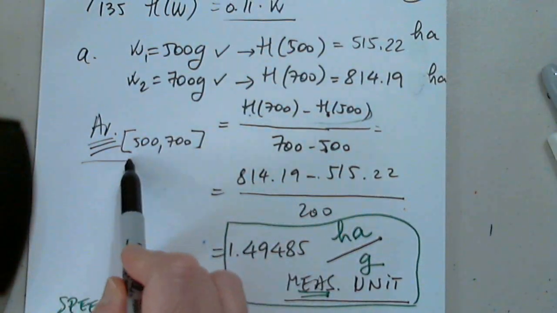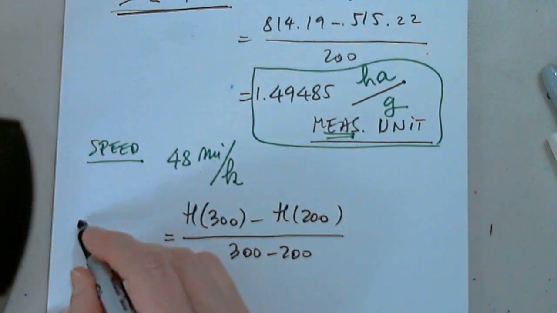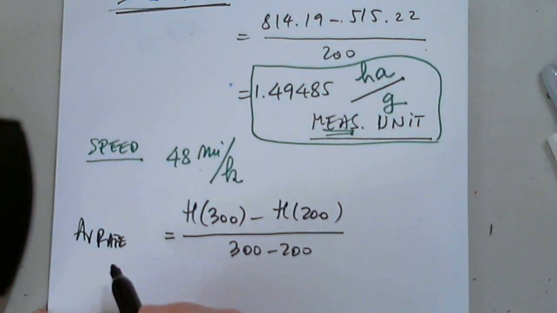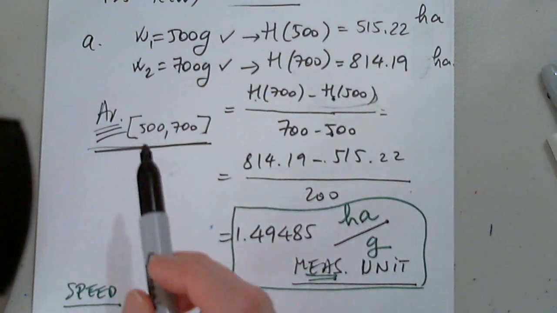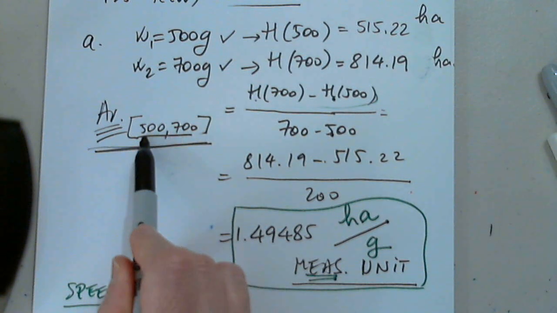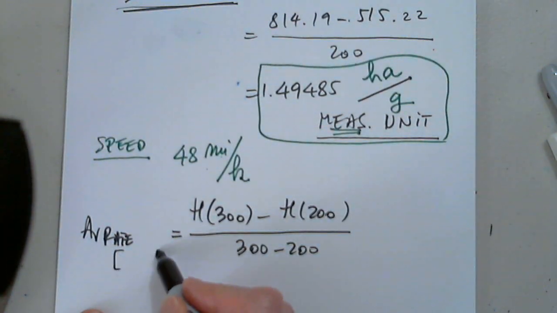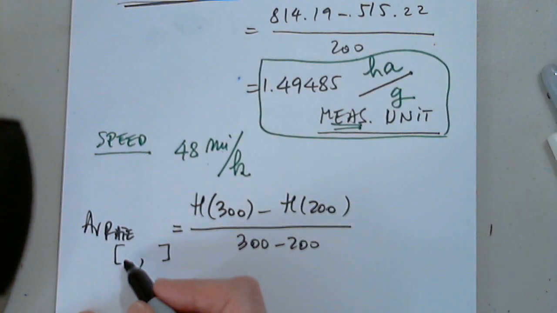So look what we wrote on this side. Would be average rate of change. The average rate. What do you think I should write here?